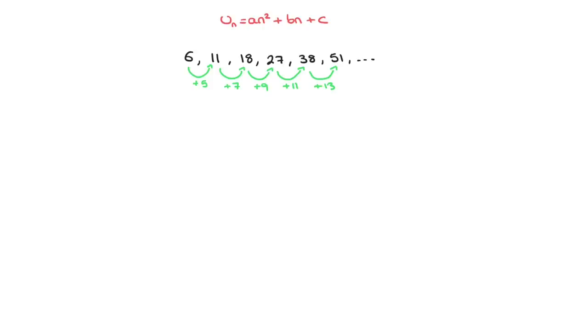The second differences are the differences between the differences. That would look like this. The difference from 5 to 7 is 2. The difference from 7 to 9 is plus 2 again. The difference from 9 to 11 is plus 2 again. And the difference from 11 to 13 is plus 2 again. Here we can see that the second differences are always the same. We say that the second difference is constant. And when that happens, it means that we're dealing with a quadratic sequence.